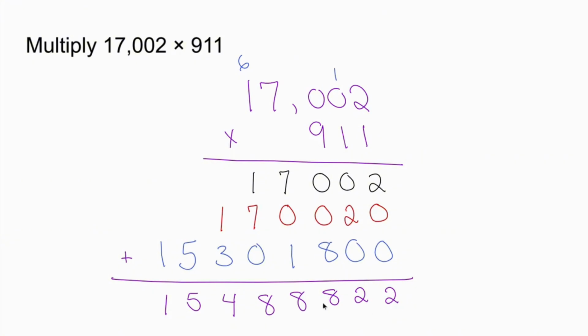Go from the right: 1, 2, 3, comma, 1, 2, 3, comma, and we end up with 15,488,822. Big number.